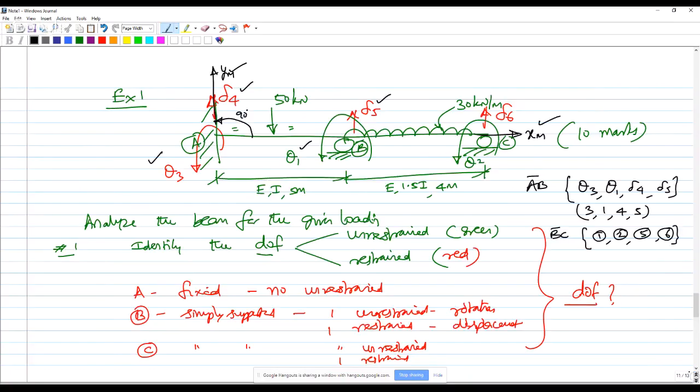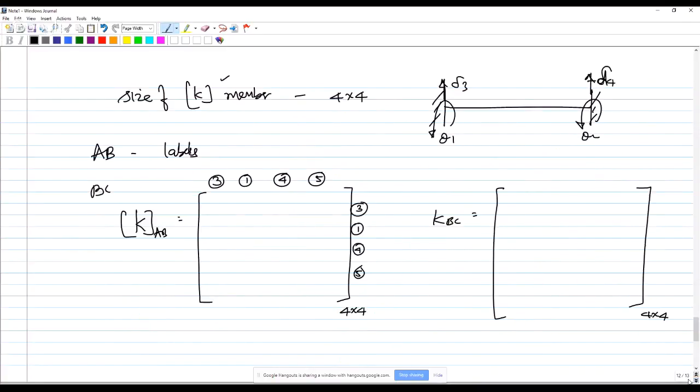Similarly, if you look at BC, 1, 2, 5, 6 are the labels. Let's enter 1, 2, 5, 6 for the rows and columns. So friends, identifying the labels is one of the important inputs for the computer program.